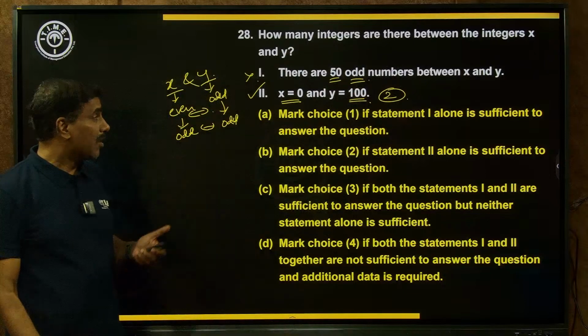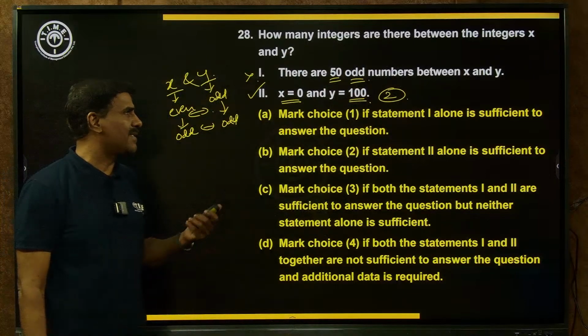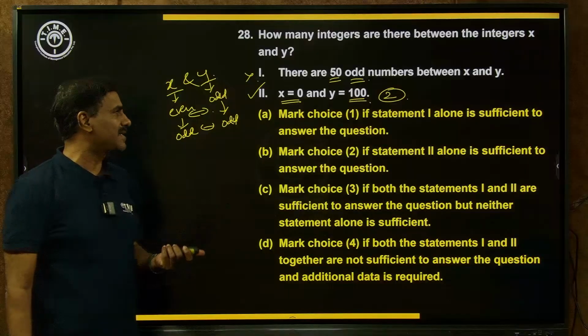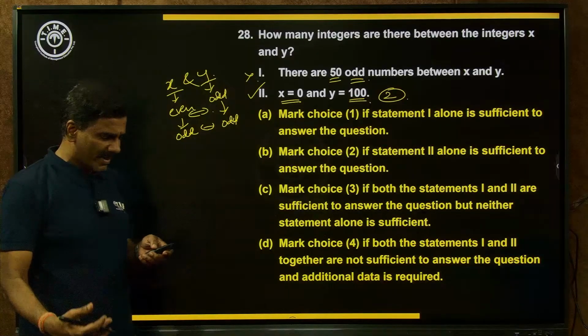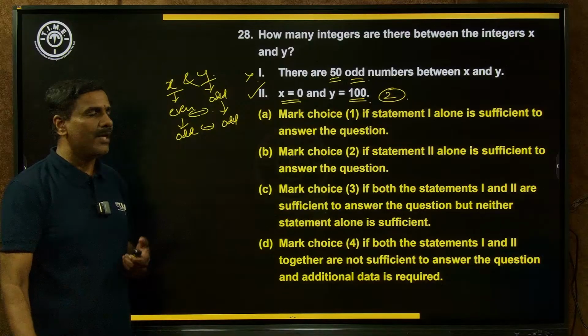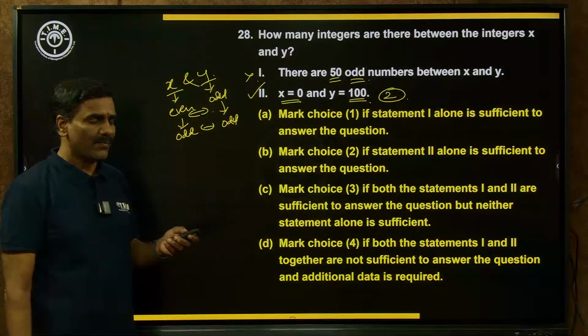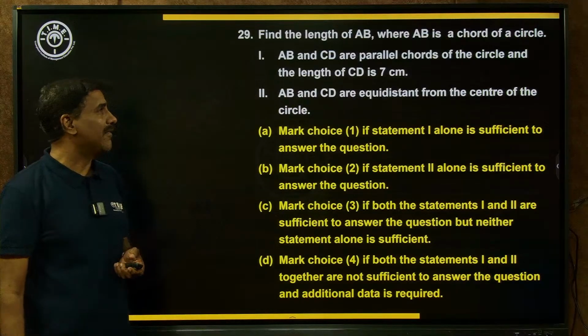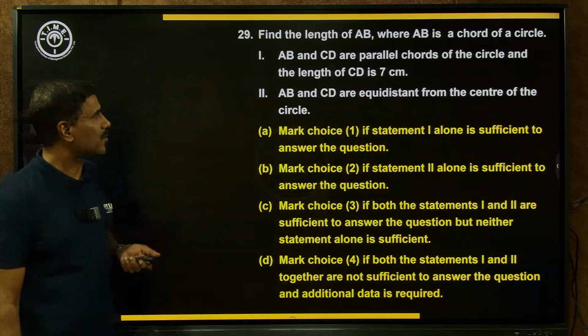If anybody asks how many integers are there between x and y when x is 0 and y is 100, it means 100 minus 0. Normally we think that it is 100, but including them or excluding them, we have to be careful. Including them, I think it will be 100, and if it is excluding them, we will be having 99, right? Because we are excluding them.